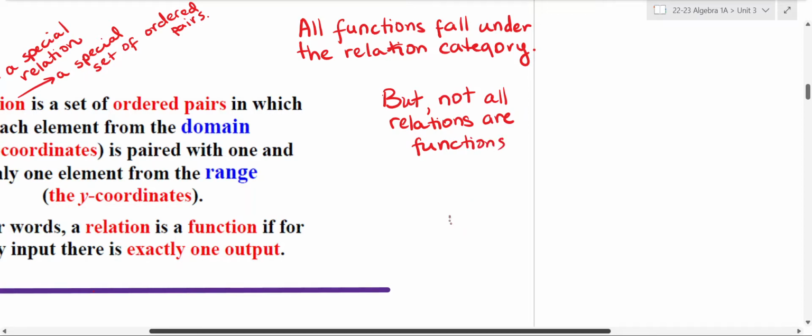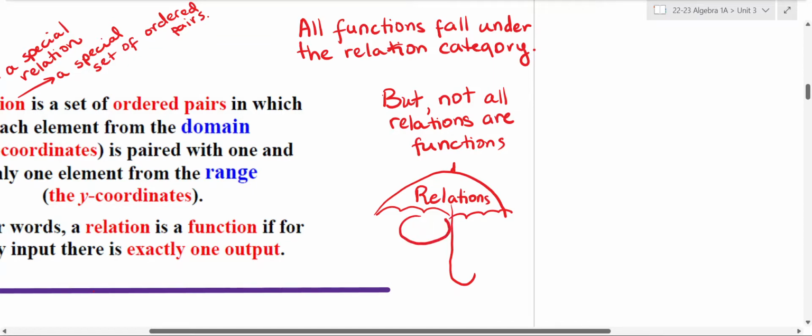So I'm going to draw a picture for you. Here's our umbrella. This umbrella is the relations. Underneath here, we have the functions. Okay, so functions are a type of relation. Not all relations are going to be functions, right? Because you have others over here that don't fall under functions.